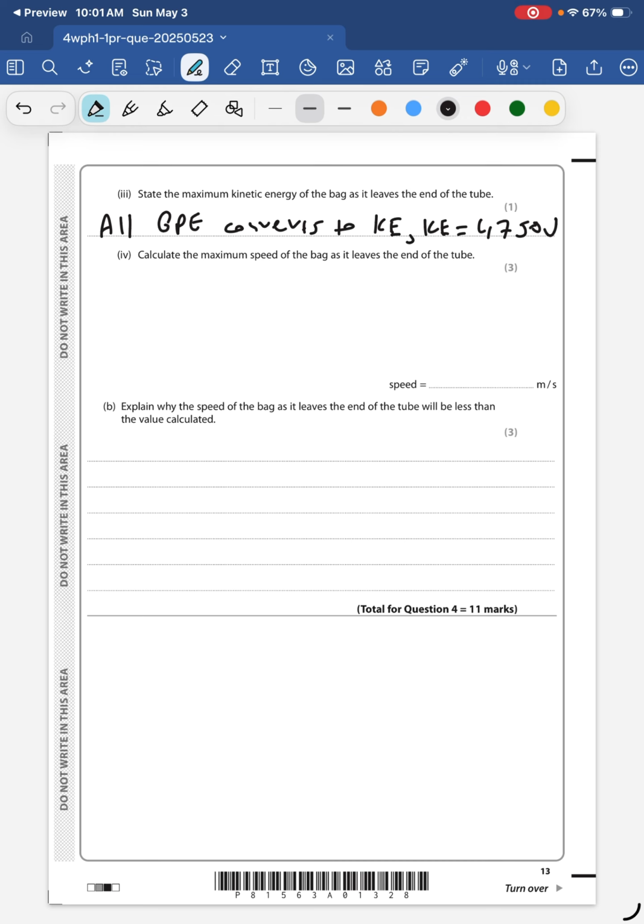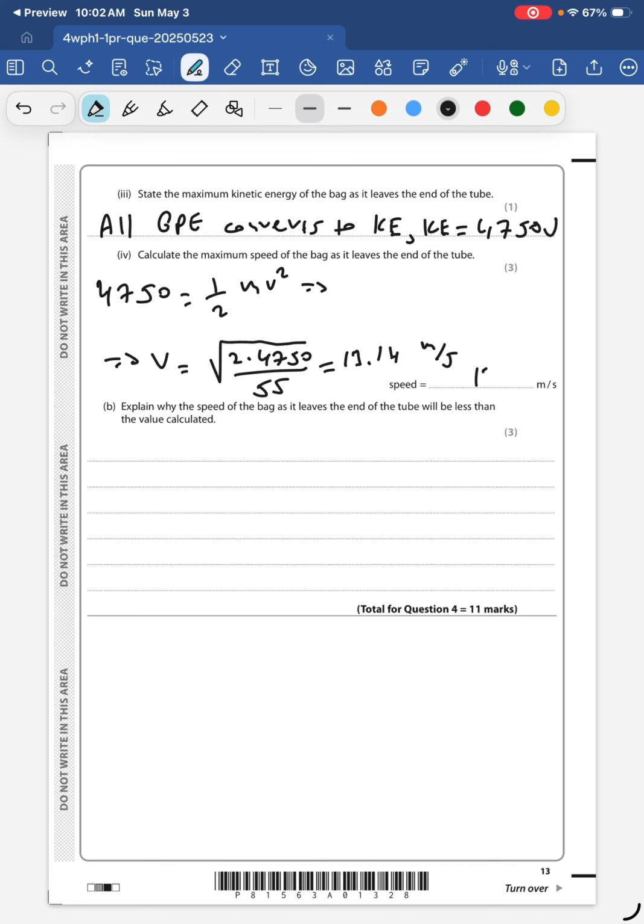Okay, 4. Calculate the maximum speed of the bag as it leaves the end of the tube. So we will use this kinetic energy to find the velocity. So this is equal to 1/2 mv squared. So v is going to be the square root of 2 times 4,750 over 55. So this is 13.14 meters per second. So you can write 13.1 perhaps in the answer sheet. So let's move on.